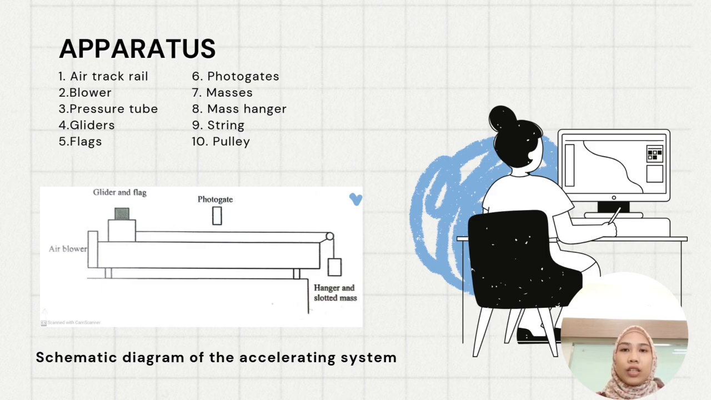So, to conduct this experiment, we need to use a treadmill, blower, pressure tube, gliders, flags, photo gates, masses, mass hanger, string, and pulley.